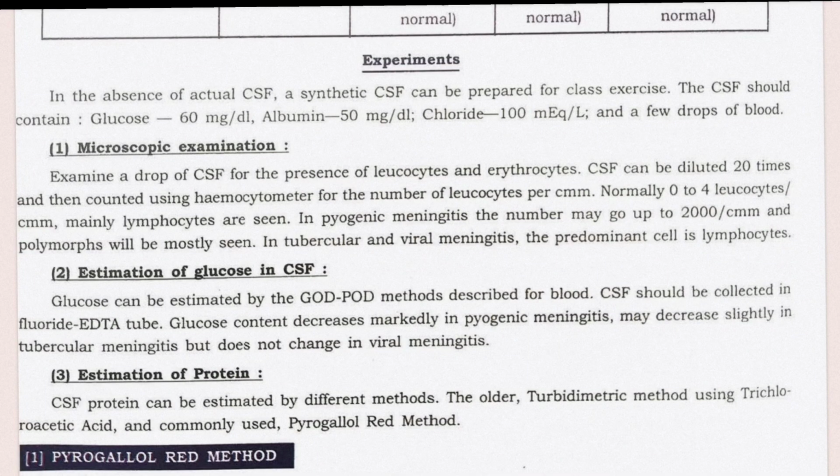Estimation of glucose in CSF. Glucose can be estimated by the GOD-POD method described for blood. CSF should be collected in a fluoride oxalate tube. Glucose content decreases markedly in pyogenic meningitis. It may decrease slightly in tubercular meningitis, but does not change in viral meningitis.